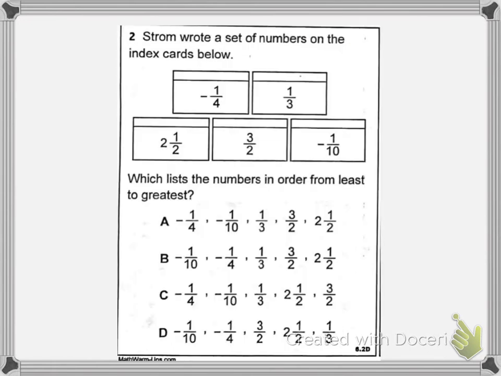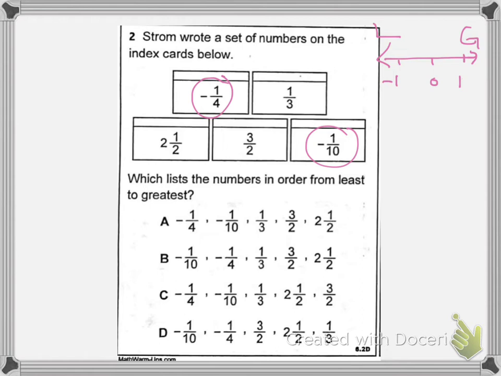Okay, and then number 2. Strom wrote a set of numbers on the index cards below, which lists the numbers in order from least to greatest. So on your number line, remember that this is 1, 0, -1. So the closer you get away from 0, the least you are. So -1/4 and -1/10 definitely are going to be our least numbers, but we got to know which one is the absolute least.